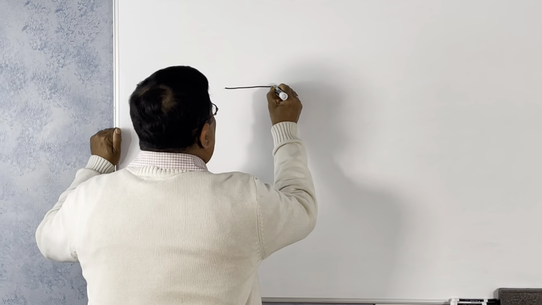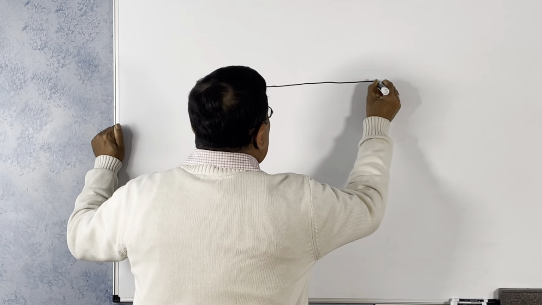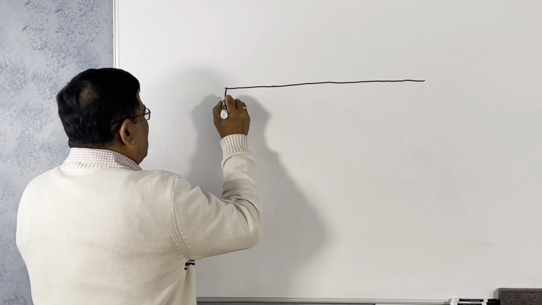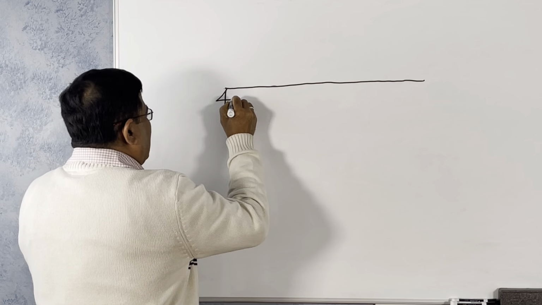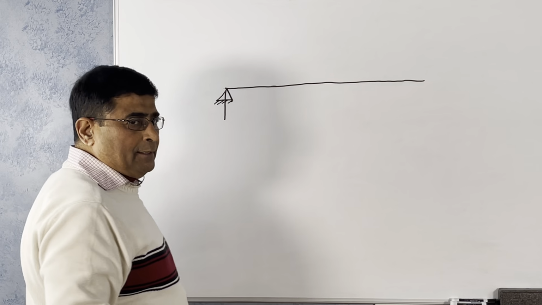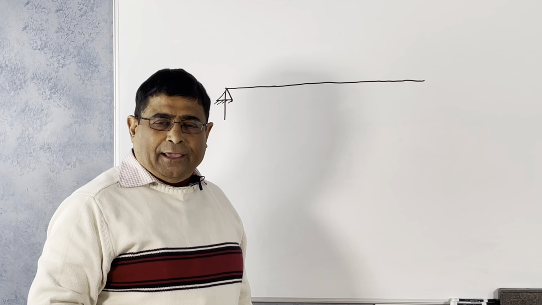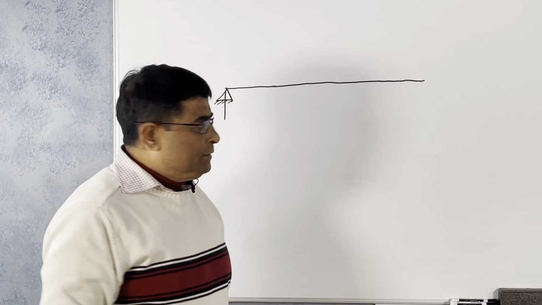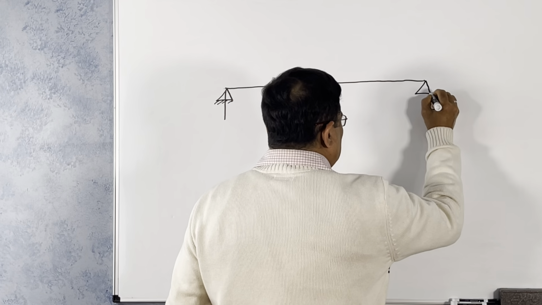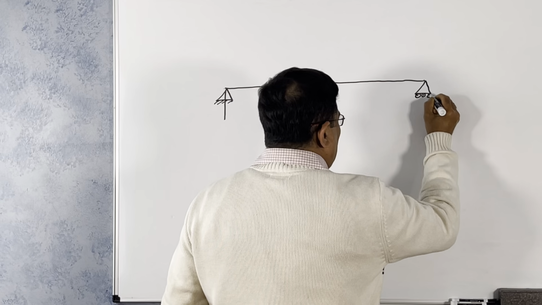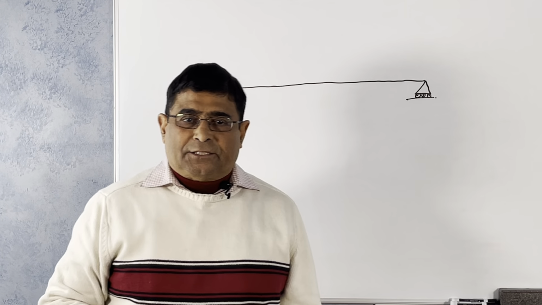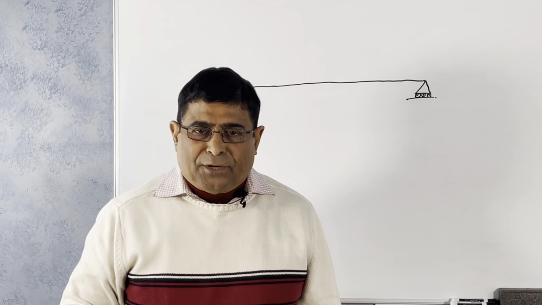This is a beam, consider a simply supported beam. Simply supported means this side is hinge or pin supported, and the other side is roller supported. This is a simply supported beam. This type of beam is very common in bridge structures.